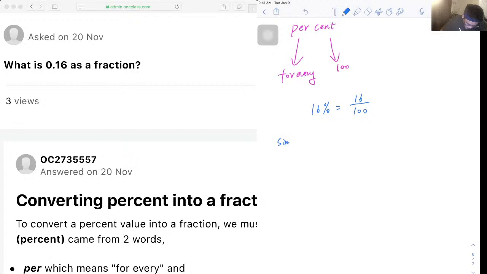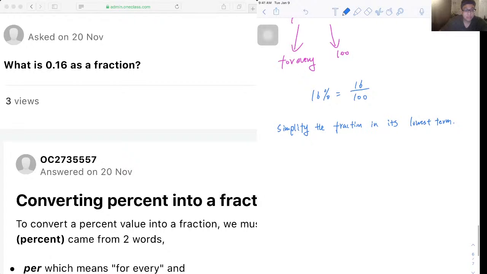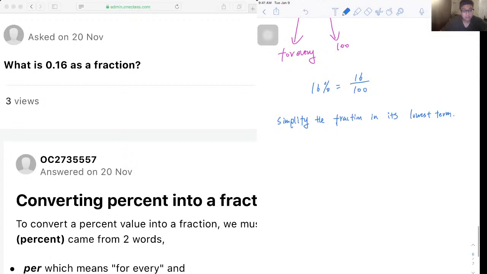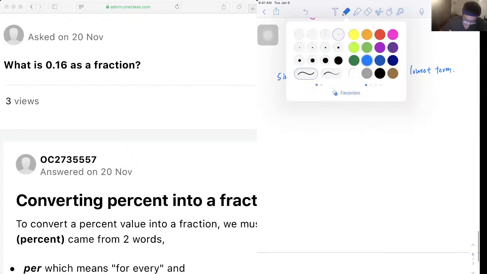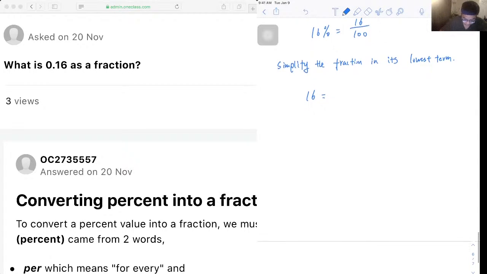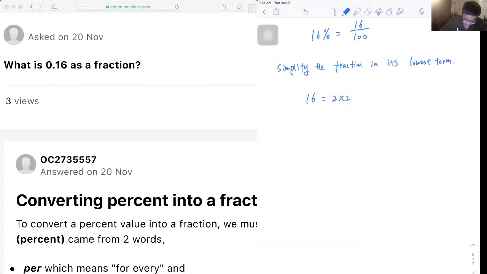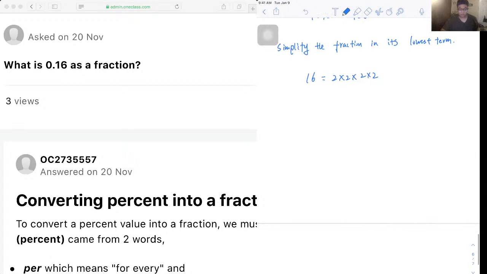So simplify the fraction in its lowest term. Yeah, and to reduce a fraction to its lowest form, we express the numerator and denominator as a product of its prime factors. Okay, so in terms of 16, we know that is 2 times 2 times 2 times 2. And how I'm getting this is I was using this way. You don't need to show this part in your exam paper. It's just to remind yourself how you get this.